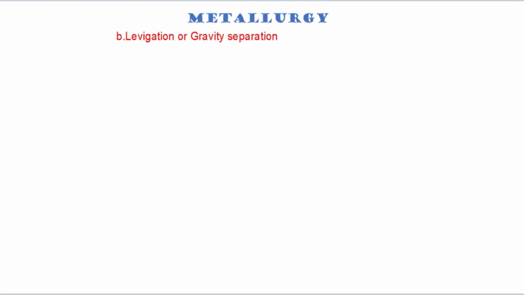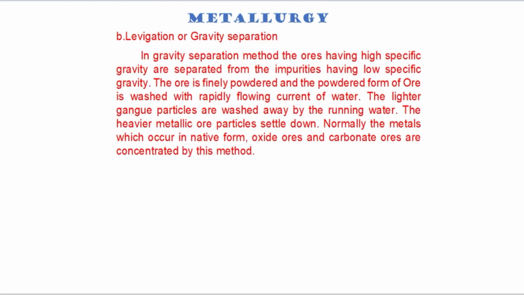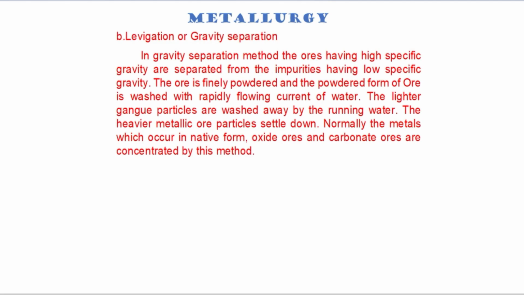In levigation or gravity separation methods, the ores having high specific gravity are separated from gangue particles having low specific gravity. In this method, the ore particles are finely powdered, and the powdered form of the ore is washed with a rapidly flowing current of water. The lighter particles are washed away by running water. The heavier metallic ore particles settle down.